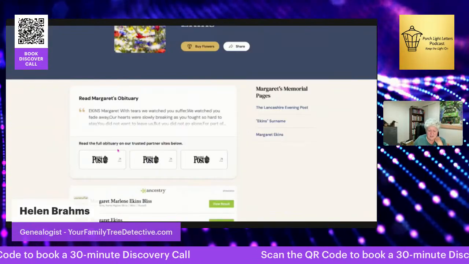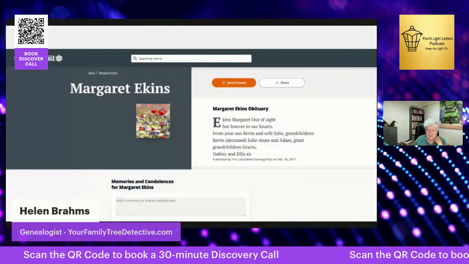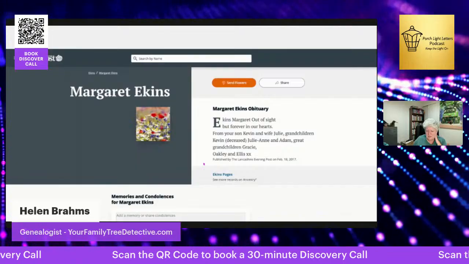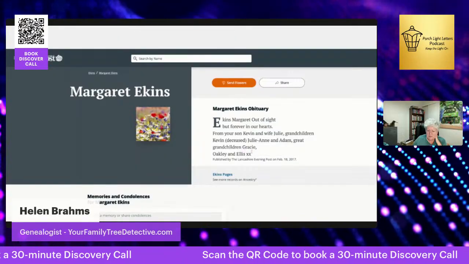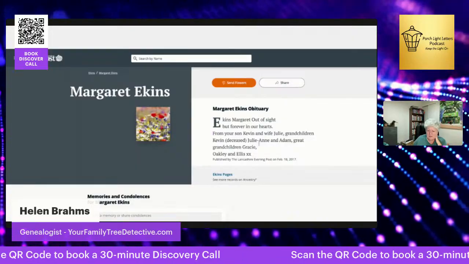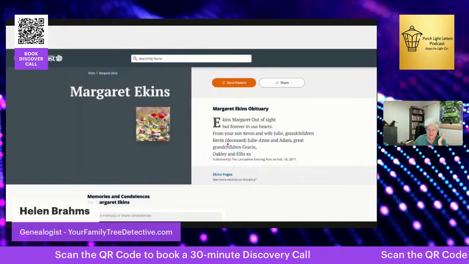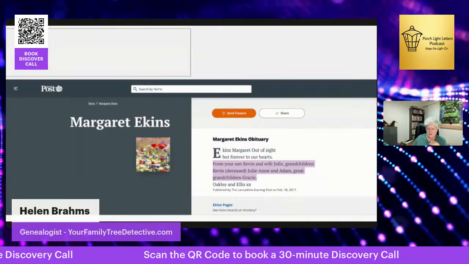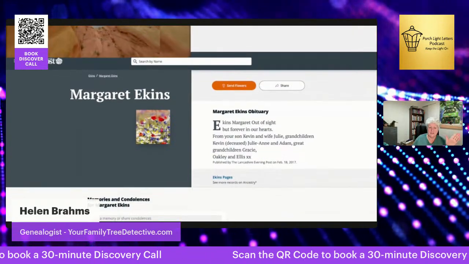Okay, so let's go over here. I wonder if this one's the same one. Margaret Eakins, out of sight, but forever in our hearts, from your son Kevin and wife Julie, grandchildren Kevin, deceased, Julianne and Adam, and great-grandchildren Gracie, Oakley, and Alice. So right here, you have a family unit: your son Kevin, his wife Julie, and Kevin is a son that's deceased, so you've got Julianne and Adam, and great-grandchildren Gracie, Oakley, and Alice. So that gives you a little bit more, and we've got all the grandkids' names now.